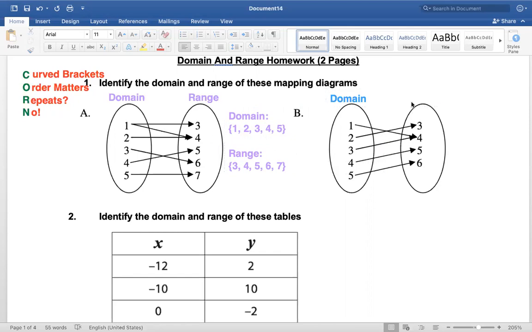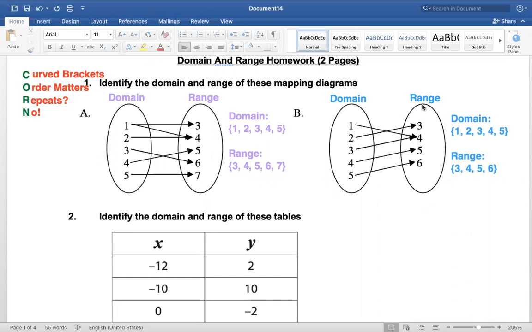Do the same thing for B. Domain is 1, 2, 3, 4, 5. Range 3, 4, 5, 6. Like I said, normally when we have a map, the numbers are already in order, repeats are already gone. That's not always the case, so you always want to double check to make sure. But for these two, we didn't really have to do anything. Just remember those curved brackets. And that's how we do domain and range for a map.